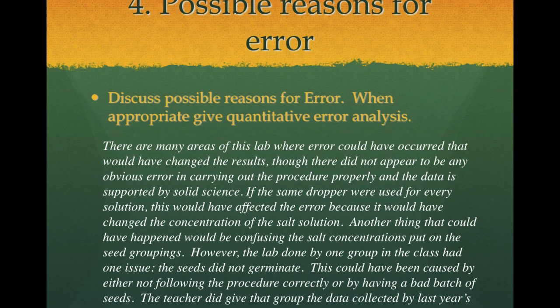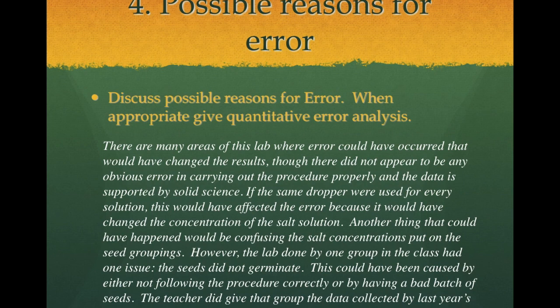Fourth part, possible reasons for error. This is where, when we're concerned about our data not seeming right, or we're just taking a look at what could have gone wrong that might lead us to question the outcome of the experiment. Let's take a look at what our sample student conclusion says.